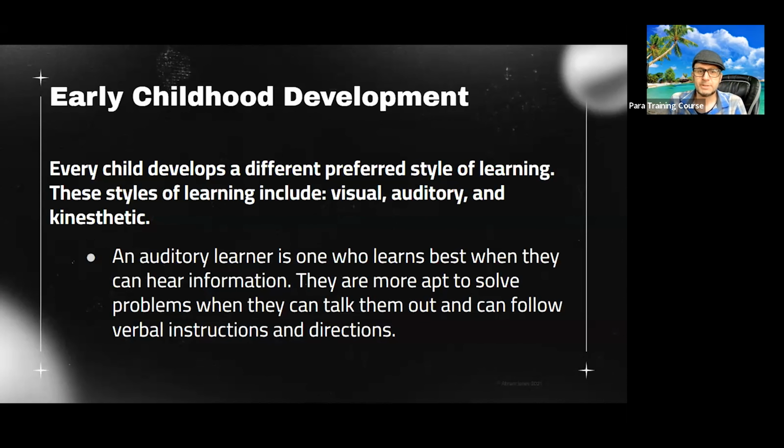Every child develops a different preferred style of learning. These styles of learning include visual, auditory, and kinesthetic. As you might have guessed, an auditory learner is one who learns best when they can hear information. They're more apt to solve problems when they can talk them out and can follow verbal instructions and directions.